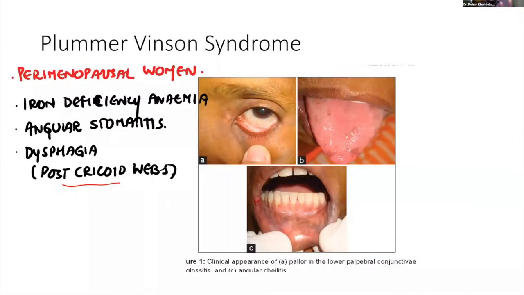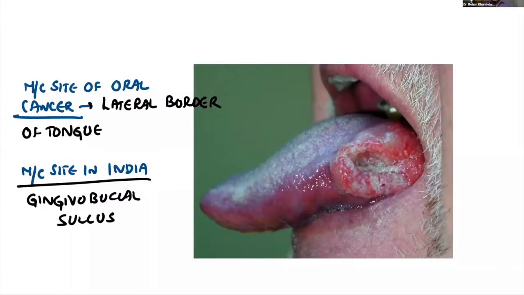So the two cancers where there's increased risk with this condition are hypopharyngeal cancer and squamous cell carcinoma of the esophagus. This has also been asked in the exam. These two one-liners and this image have been asked many times.